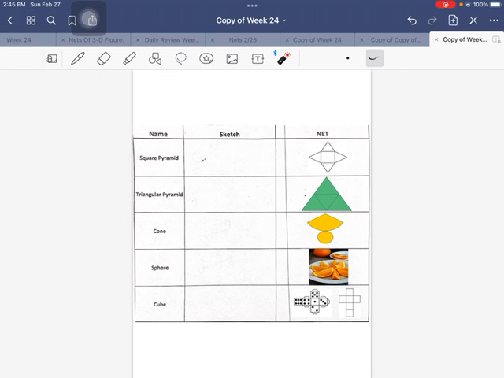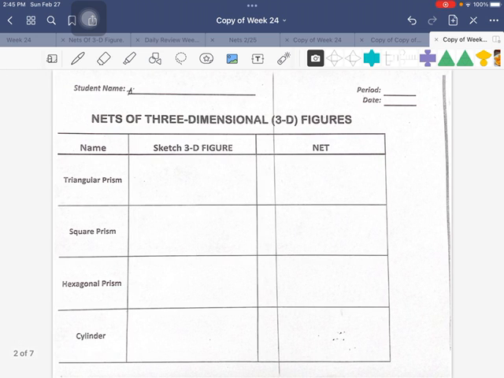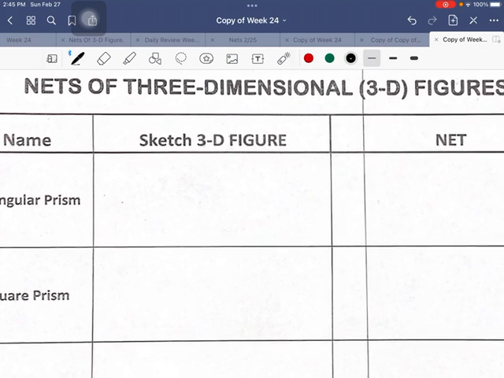Now, let me just eliminate these. I thought I did, but I copied and pasted, and somehow it's coming back. Now, triangular prism.